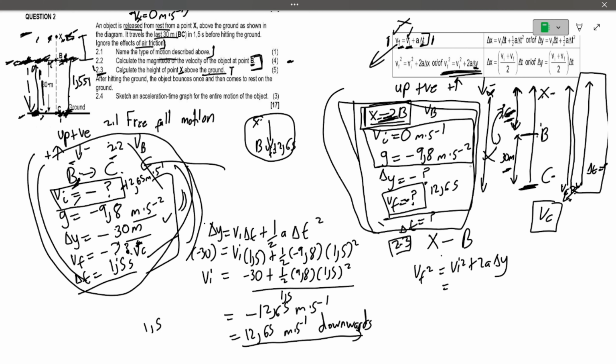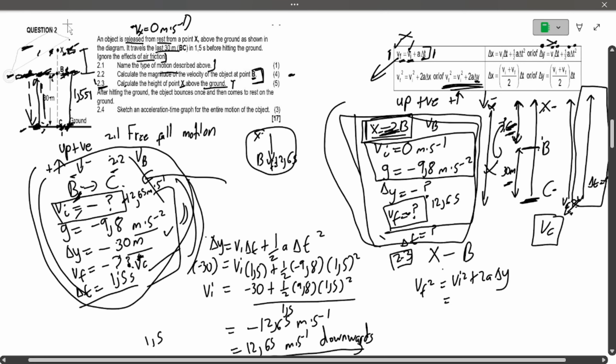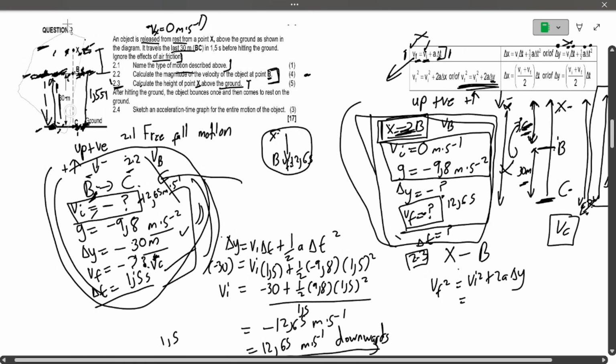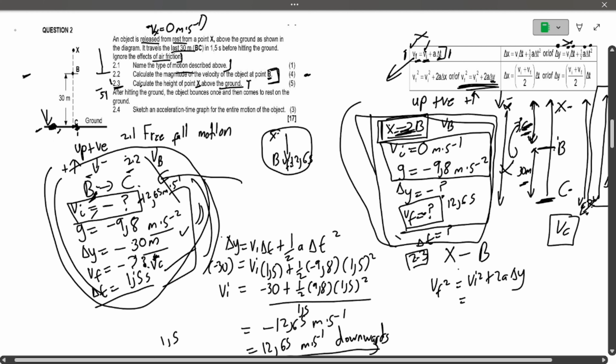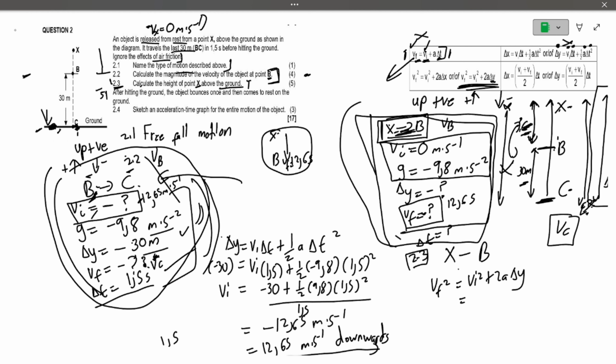Note that we are using only the motion from X to B. So from X to B, our final velocity is 12.65 squared, and our initial velocity is the velocity at X. Now this ball was dropped, so it's going to be zero, and then 2 times negative 9.8, times change in y.